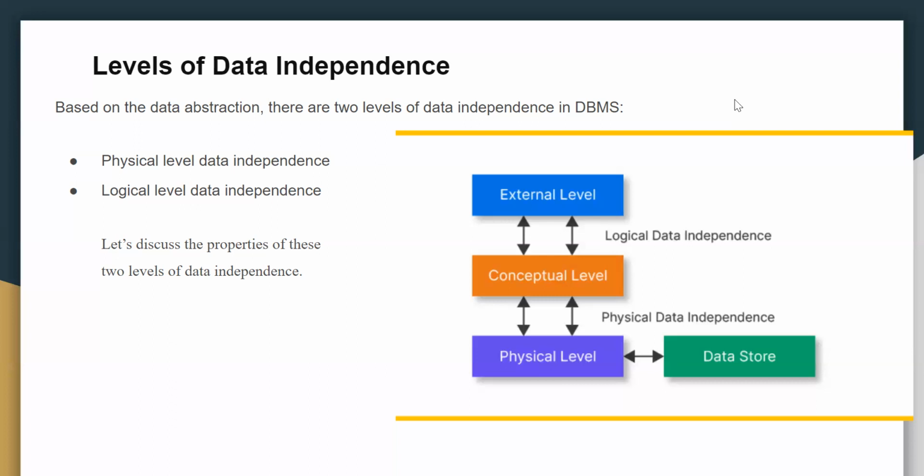For example, altering compression techniques, changing storage devices, and changing hashing algorithms are all handled by physical data independence. In logical data independence, we can, for example, add, delete, or modify any attribute in a system. These changes are handled by logical data independence.